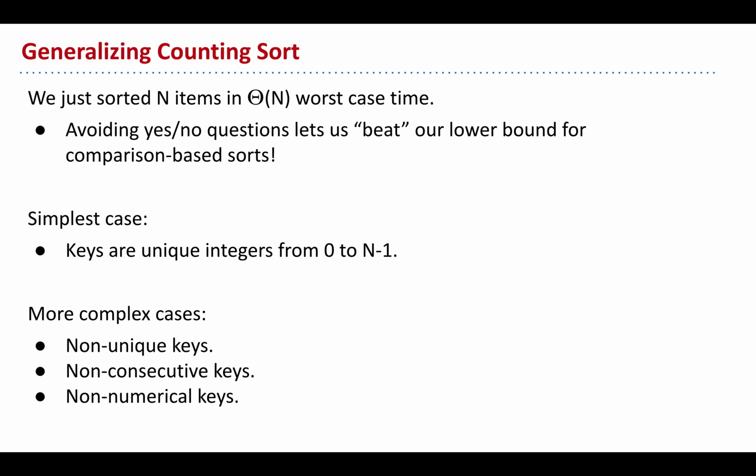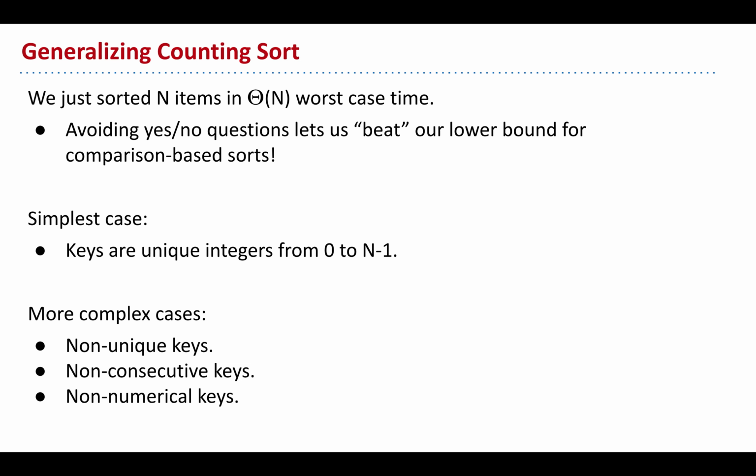What's important is, did we ever compare any item to any other item? No, we just looked at the indices that it should go at and we put it right there. There were no comparisons made between elements. So if we avoid making those comparisons, we can do this in n time. We don't have to run into that n log n bound. But this is a very, very simple case where keys are unique integers from 0 to n minus 1. There are no gaps, no duplicates, none of that.